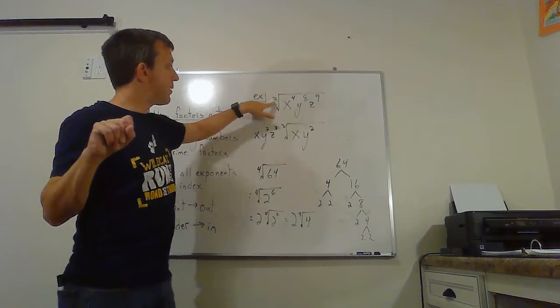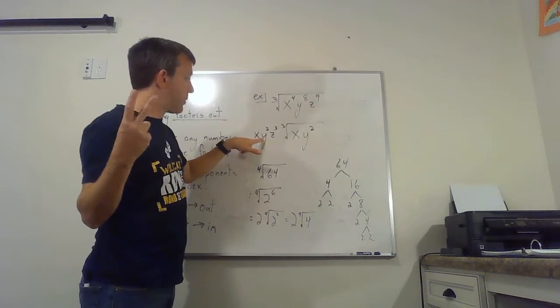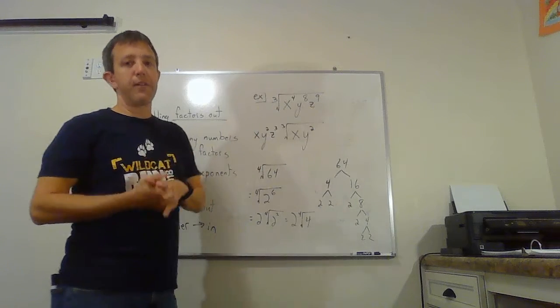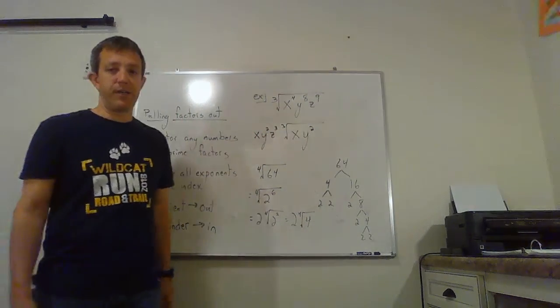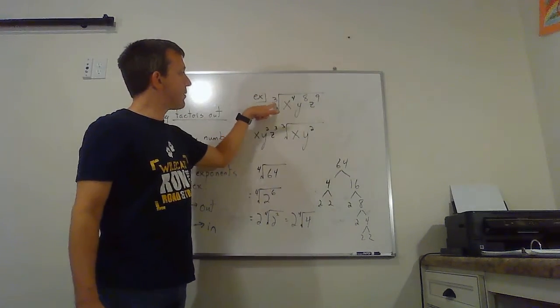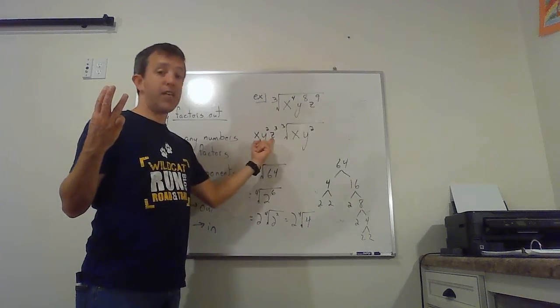For the y's, 3 goes into 8 2 times. So there's my y squared on the outside. And the remainder, if you do that division, is also 2. So we get a y squared on the inside. The last part, the z's, 3 goes into 9 3 times, so I pull out z cubed.